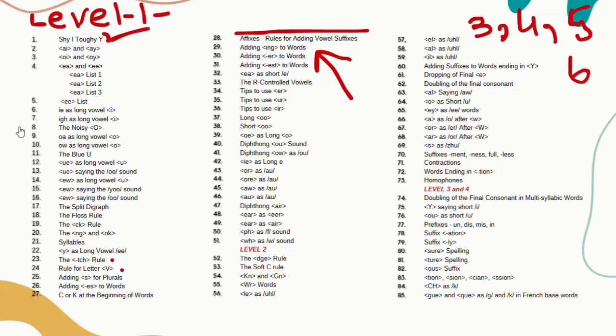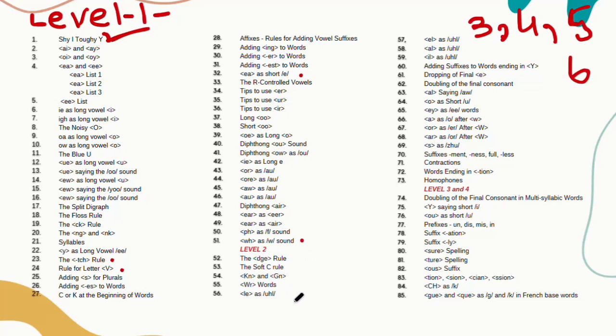So here we start with basic suffixes like ing, er, est, ed. I think I have missed writing ed here, but ed also comes here. And then we have the short s sound. You can just see how the things are going. So level 1 is ending at 51.